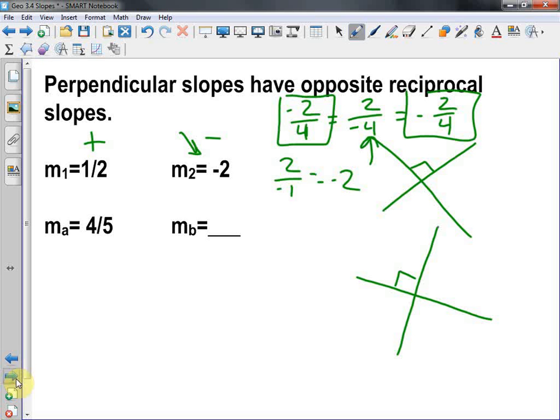Okay? So looking at slopes A and B, let's ask Dylan that one. Dylan, what sign should this slope be? Positive or negative? A negative. Yeah, this one's positive, so that one should be negative. Okay? Cassie, we're going to have a fraction, right? What number's going to go on the top of my fraction? 5. And what number's going to go on the bottom? 4. Good.